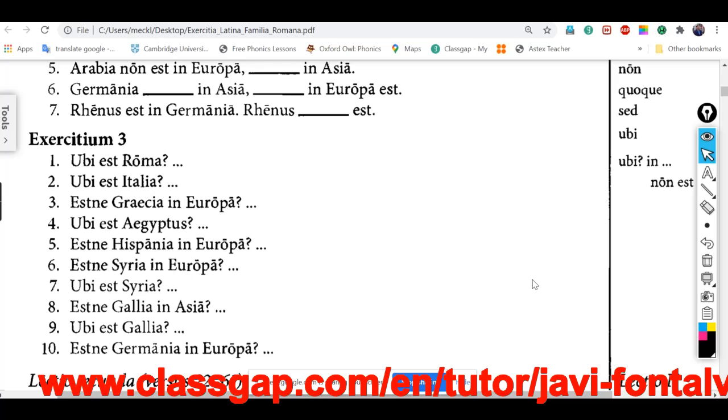Italia in Europa est. ¿Es necesario que en Europa es? Non es simplemente, o sí es. Sí. Minime, no es necesario. For the time being, it's still in Europe.